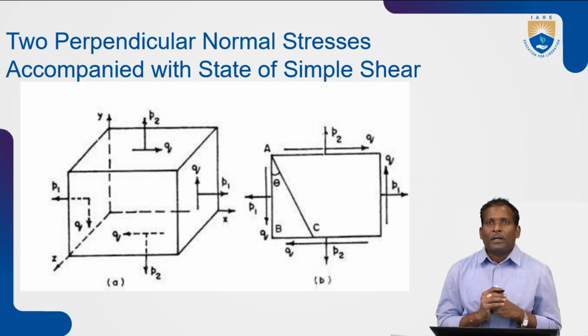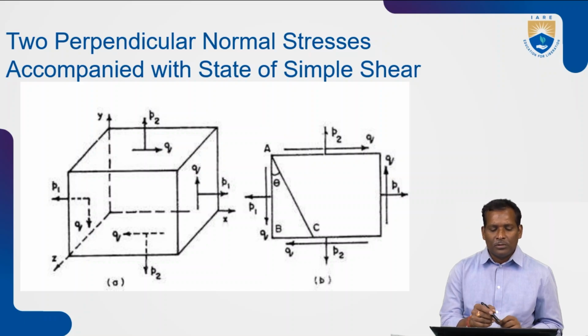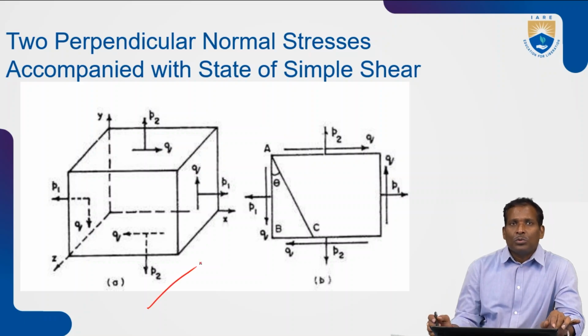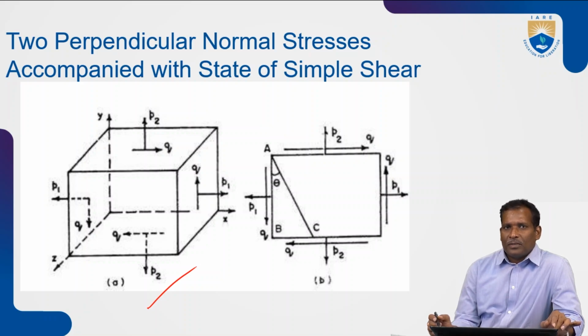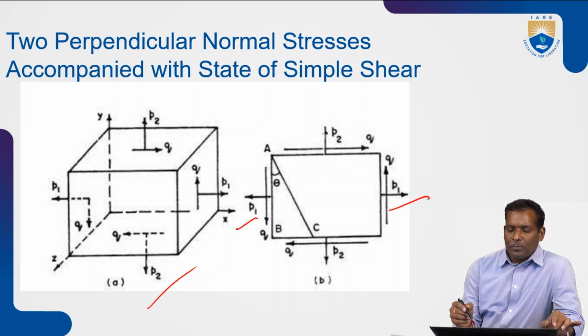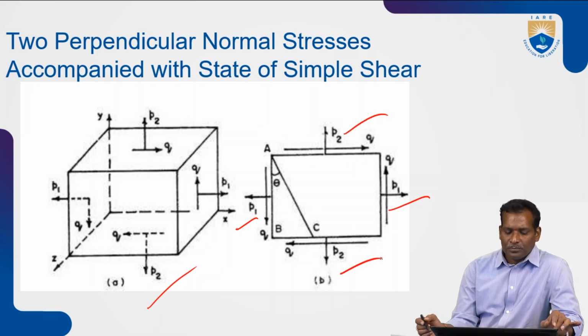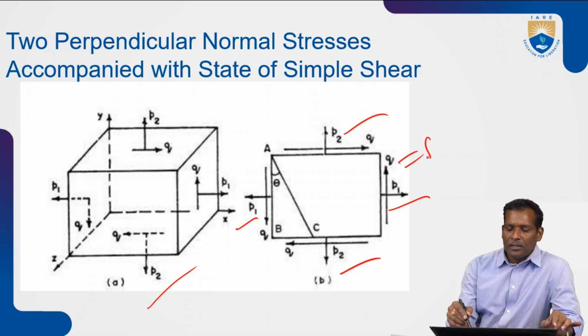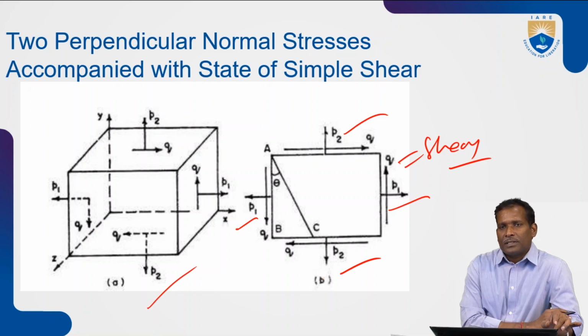See, the two perpendicular normal stresses accompanied with the state of simple shear. So here the diagram shown: two perpendicular normal stresses, P1 and P2, and Q is the shear and normal stresses. So it gives the simple shear stress.